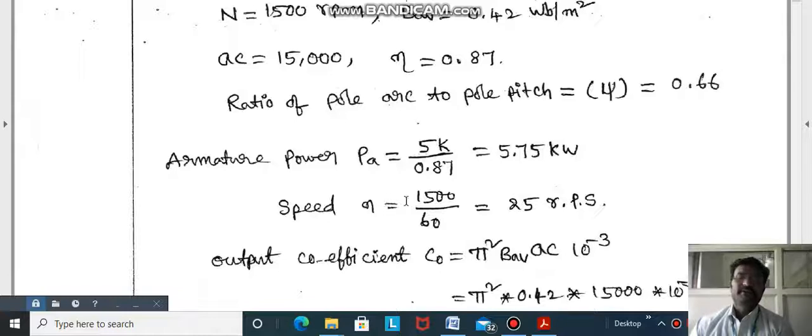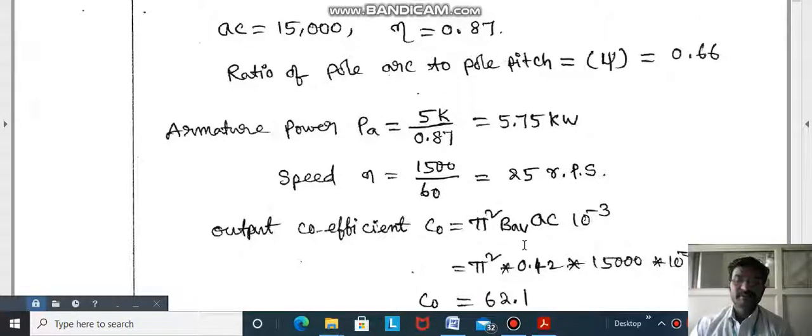Speed. In the output equation, C0 equals pi square B_av AC into 10 to the power of minus 3, so we have to find the value of small n. Small n is nothing but RPS, rotations per second. If we have RPM, dividing by 60 gives the RPS value, that is small n. So speed small n is equal to 1500 RPM divided by 60, which is 25 RPS.